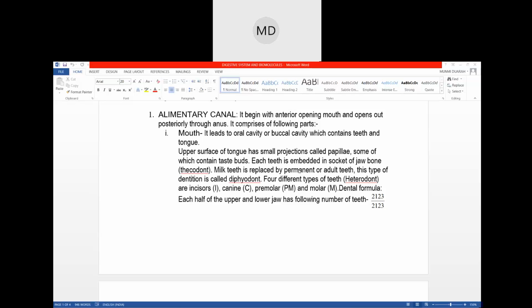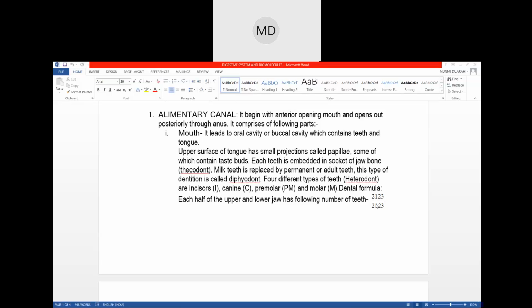Okay, so the alimentary canal starts from the mouth, right? And inside the mouth it is known as the oral cavity or buccal cavity. It contains teeth and the tongue. There are four types of teeth. Incisors, which we discussed last class. The four types of teeth are incisors, canines, premolars, and molars.